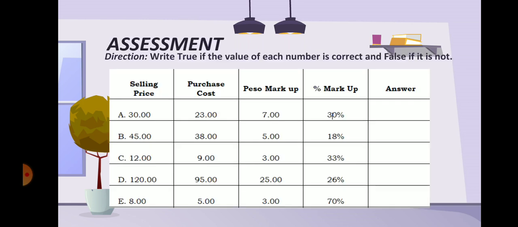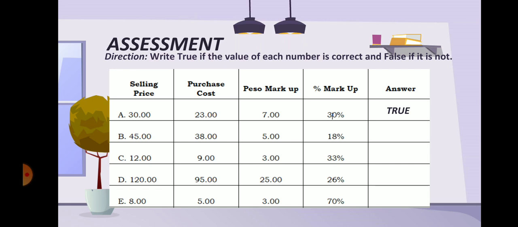Okay, so let's have an assessment. Write true if the value of each number is correct and false if it is not. Okay, you get your pen and paper again. Okay, you answer this. Okay, we have the selling price 30 pesos. Purchase cost is 23 pesos. Peso markup is 7 pesos. Then the percentage markup is 30%. Is it true or false? It's true.